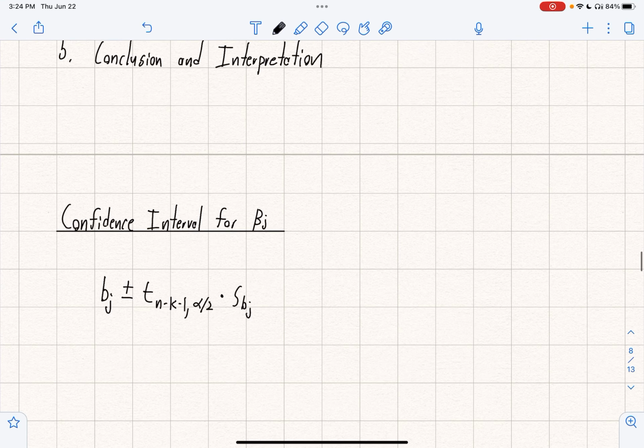And then finally, our confidence interval. Same, again, we have n minus k minus 1 degrees of freedom. Other than that, it's the same as the prior chapter, which is b sub j plus or minus the critical value of t times its corresponding standard error.